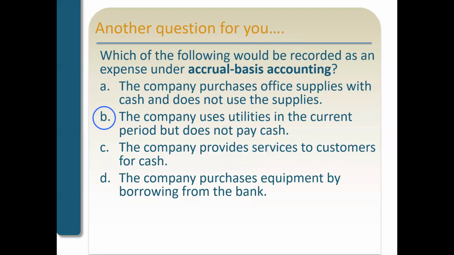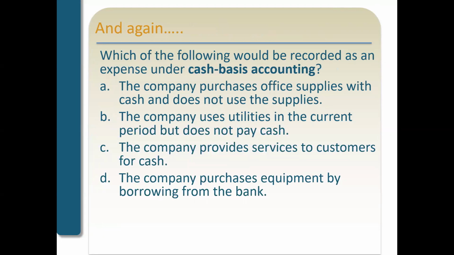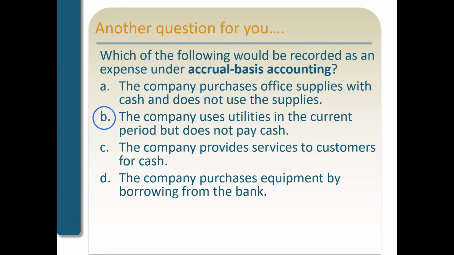Okay, let's find it. So the correct answer would be B for the accrual basis of accounting. We use the utilities, even though we didn't pay for it with cash, we still will record it under the accrual basis. Now, could it be C, where the company provides services to customers for cash?